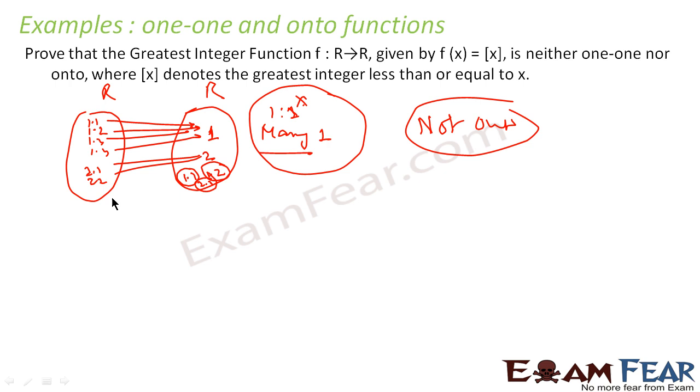Very simple. What we have done, from R to R, we just drew the two circles, we got the values here, and we found that for number 1 there are so many images, for number 2 also so many images, so it is not one-one. And also we found that there are so many orphan elements in the codomain, so it is not onto also.